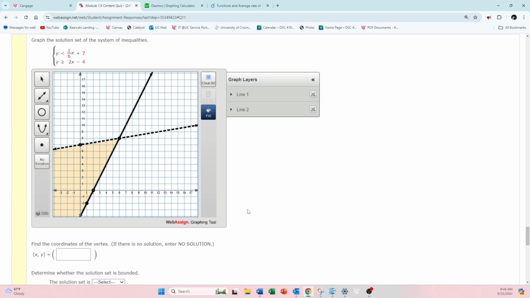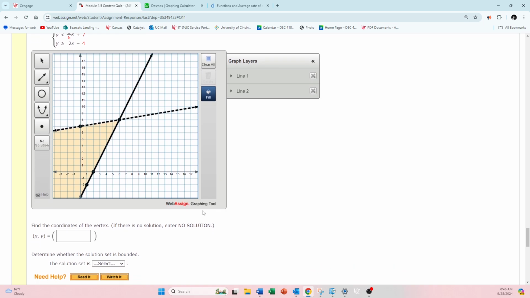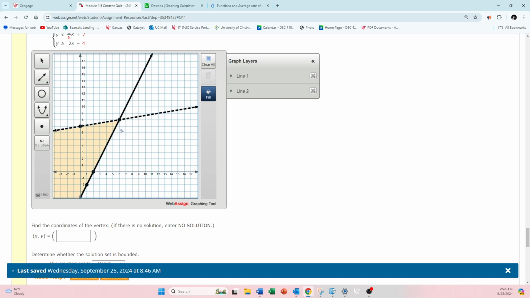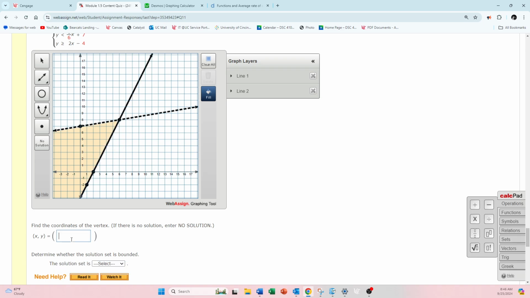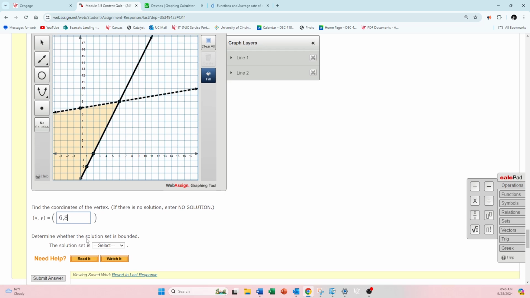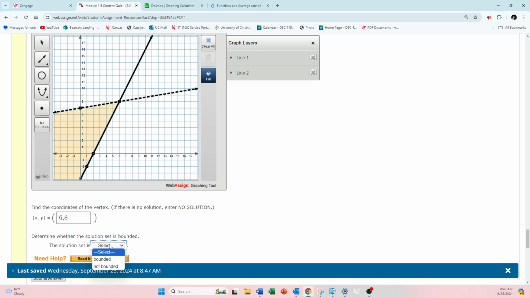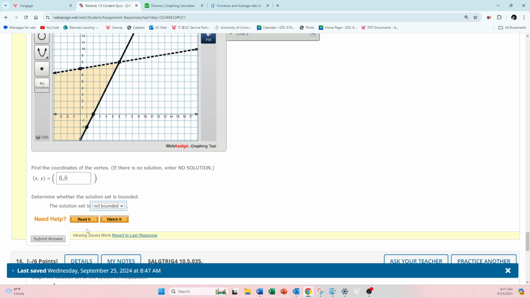Okay, and then it says find the coordinates of the vertex. So where is the corner? Right there, and that looks like it's at 6, 8. At 6, 8. And then it says determine whether the solution is bounded. Well, you can see that this shading would just keep going on and on and on here to the left, I know we don't see it. So it is not bounded. And then that should be good to go.